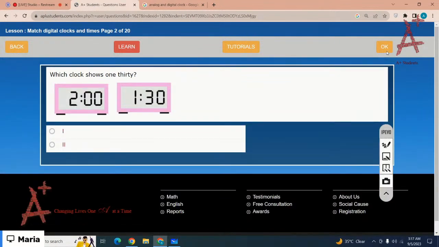Which clock shows 1:30? Which is the correct option? 1:30 means 1 hour and 30 minutes, right? So which is the correct option? It would be option number 2. That represents 1 hour and 30 minutes.